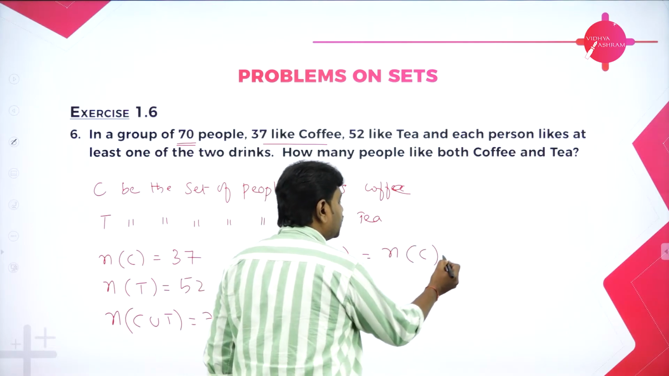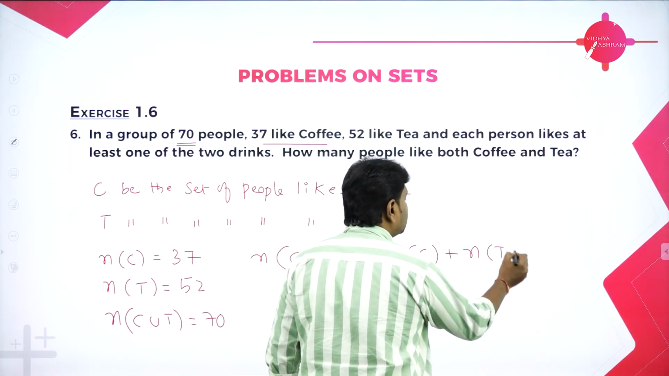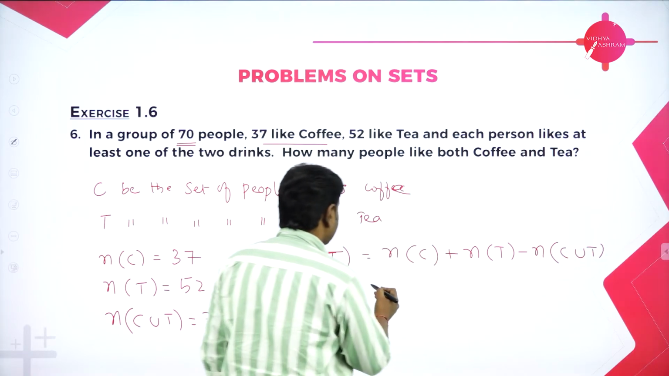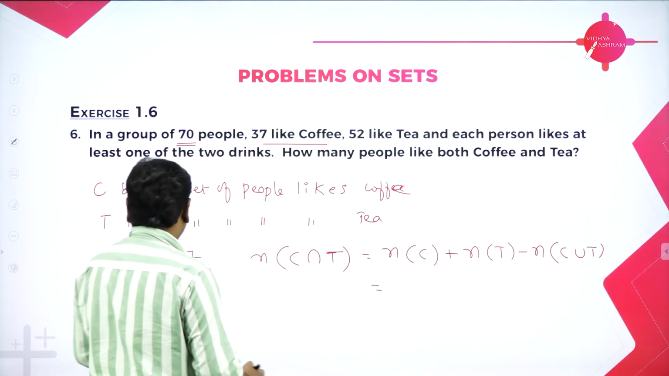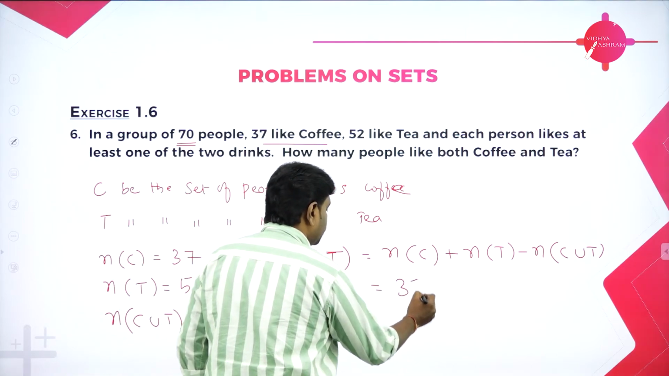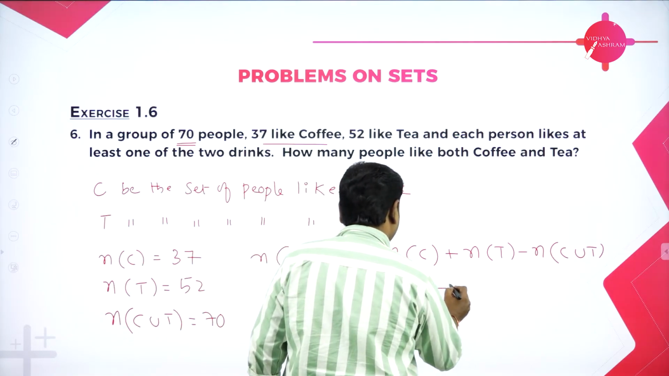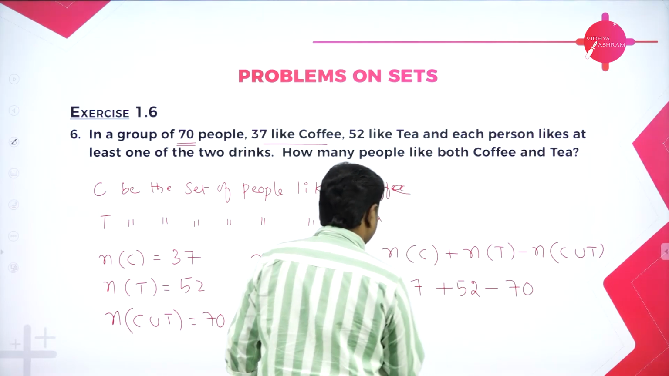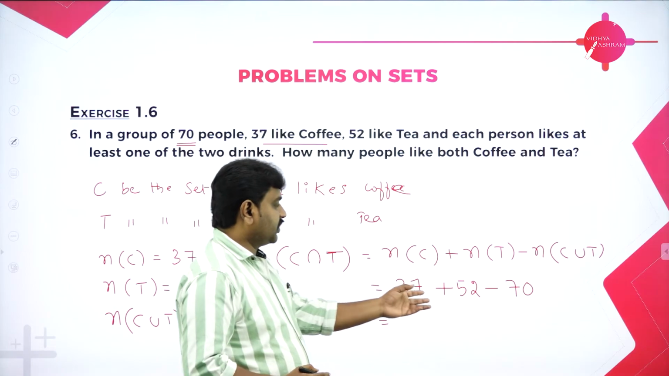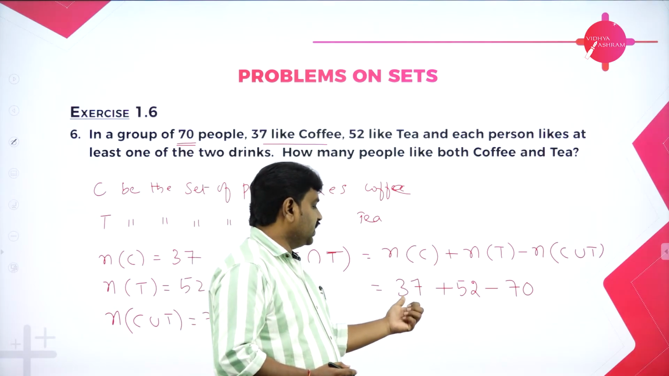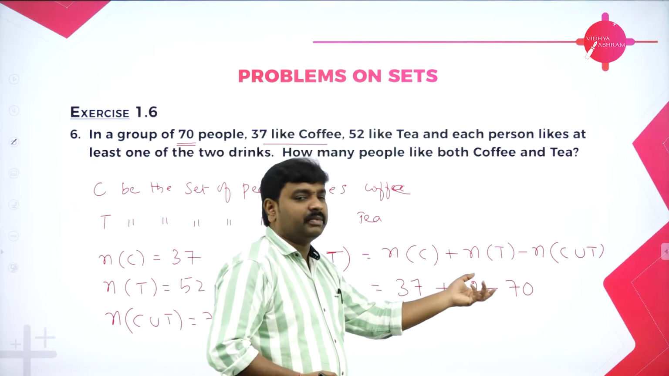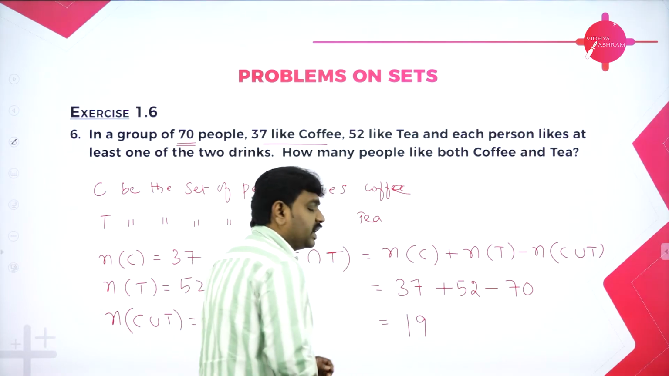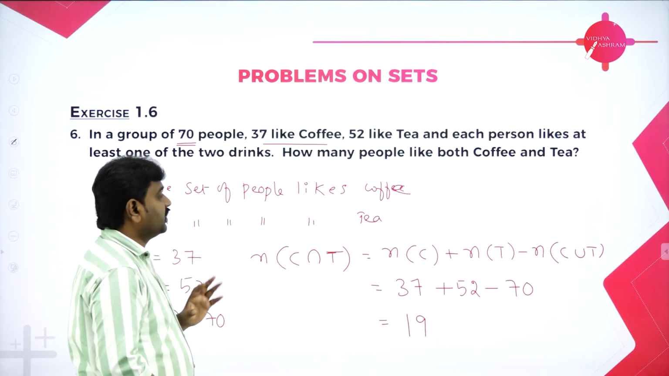What is the formula for N of C intersection T? N of C plus N of T minus N of C union T. Substitute it. What is N of C? 37 plus 52 minus 70. Simplify this. 37 plus 52 is 89, minus 70. 19. So therefore 19 like both coffee and tea.